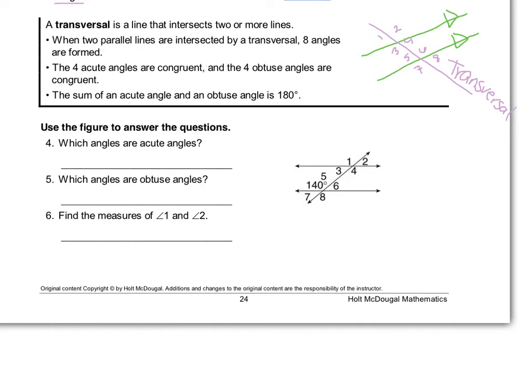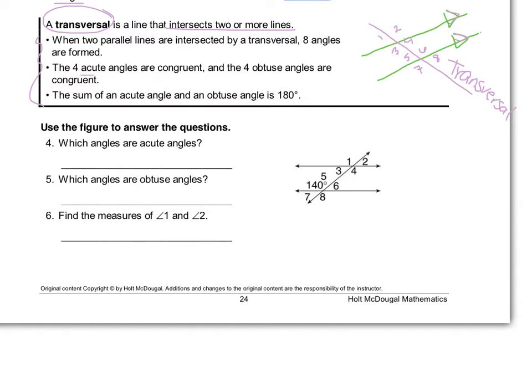Another new word down below is the transversal. A transversal is a line that intersects 2 or more lines. All right, the picture I've drawn off to the right, I have 2 lines. I drew those little arrows to note that those are parallel. The 2 green lines are parallel. And when that happens, we have the following things to be true. So when 2 parallel lines are intersected by a transversal, which I drew in purple, 8 angles are formed. And I numbered them off, 1, 2, 3, 4, 5, 6, 7, 8.